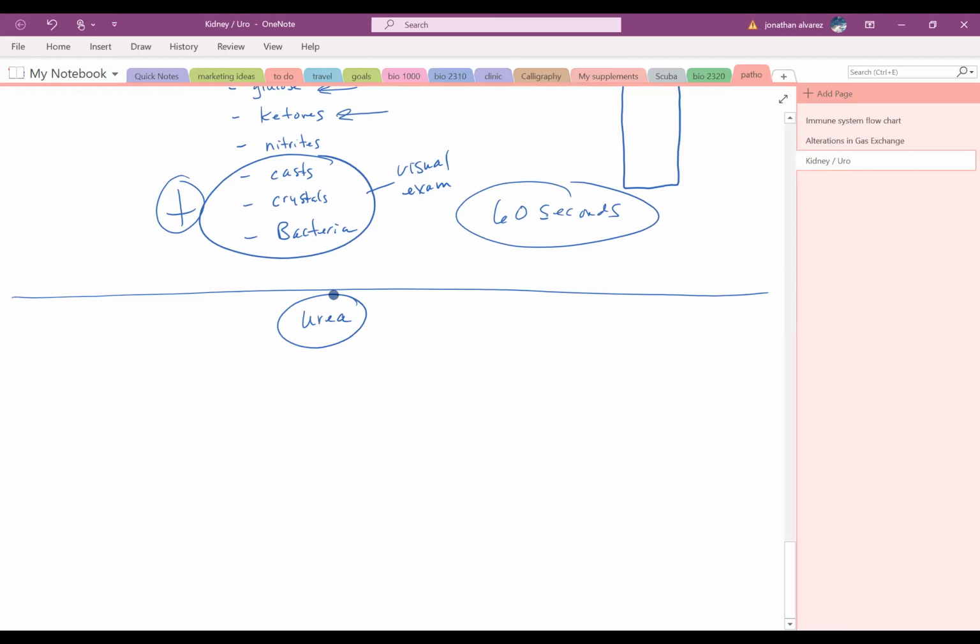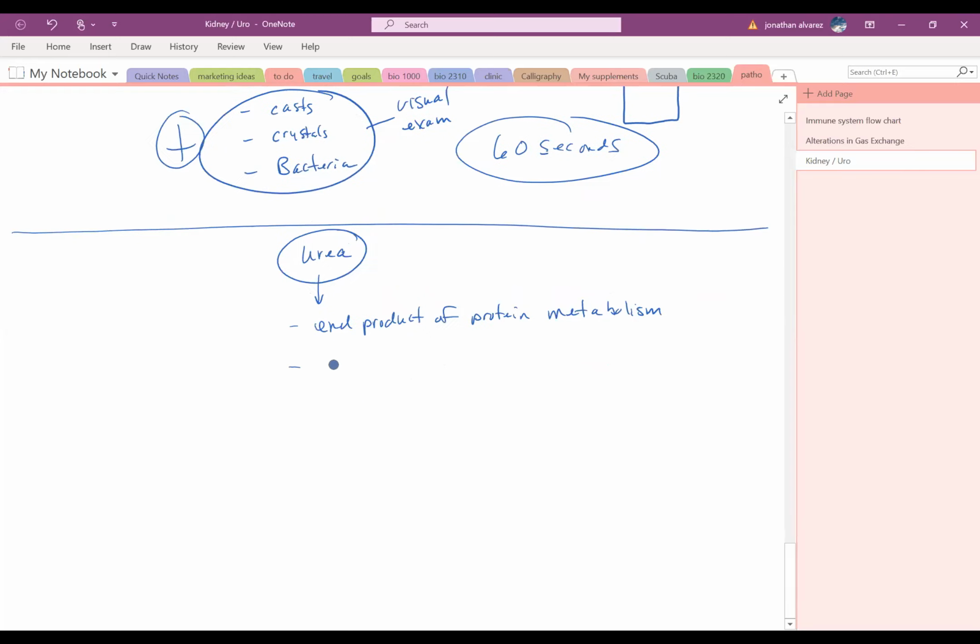Urea is the end product of protein metabolism, and it is excreted by the kidneys. I better not write that, might misinterpret that for potassium. Excreted by the kidneys.